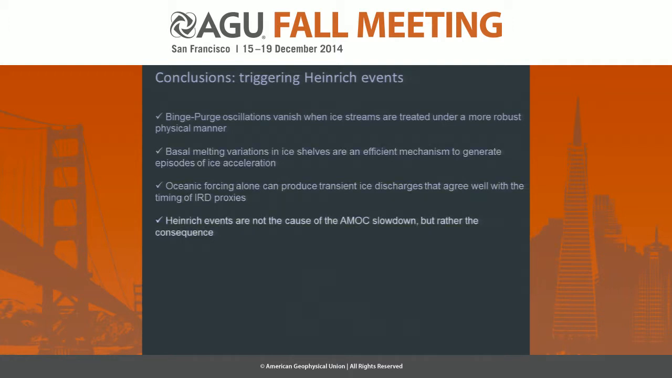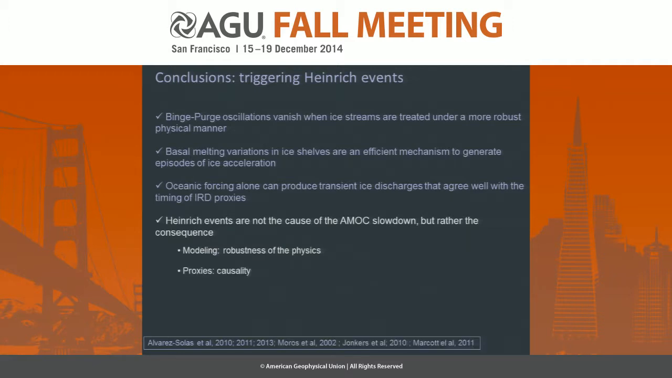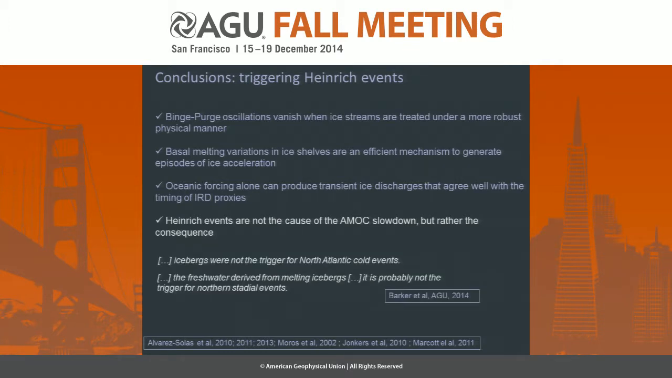We could focus on the last conclusion I'm making, that Heinrich events are not the cause of the AMOC slowdown, but rather the consequence. And this is what David has been saying in the first talk. I didn't know he was saying that. This is supported by the robustness of the physics of the ice sheet models, but also by proxies. What I'm telling lately is that Heinrich events occur in an already cold ocean, as David said. In that case, the classical causality is broken. You cannot cool down the ocean with icebergs if it's already cooled down.